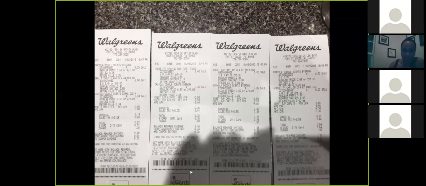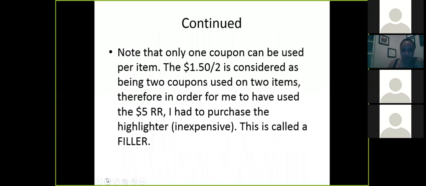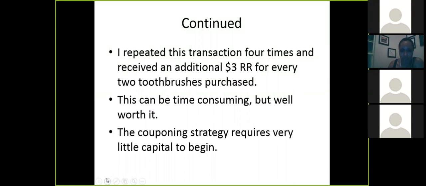So I did that 4 times, and I got a kickback each time, $3 for me. So that was $12. This slide just basically explains what I just said before. I repeated the transaction 4 times.